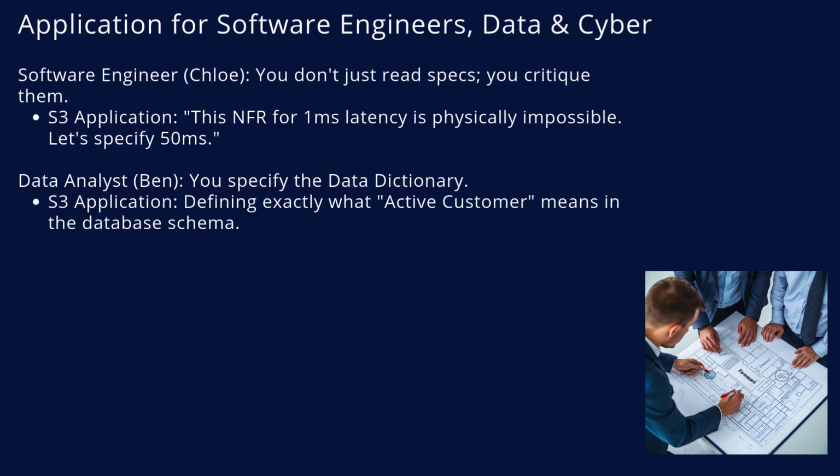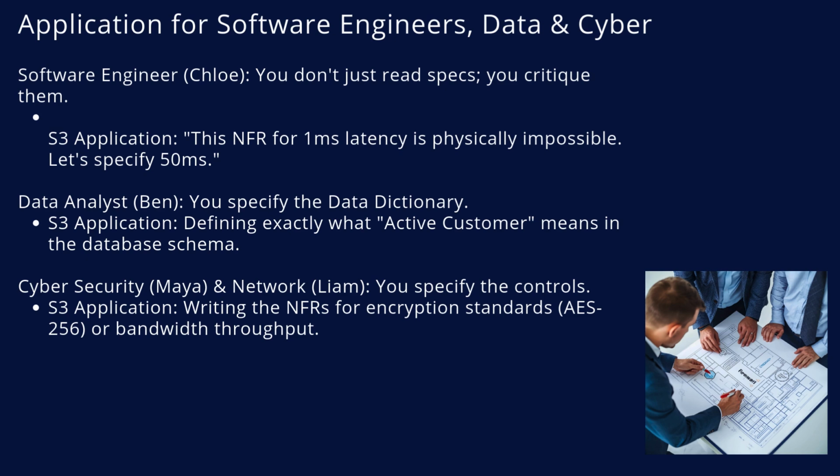Then, in data, you specify the data dictionary. You define exactly what a field like active customer means so that everyone measures it the same way. And for Maya and Liam in security and networks, you specify the controls. You are the ones writing the NFRs that say, all data must be encrypted with AES 256, or the network must support 10 gigabits throughput. You ensure the blueprint is safe and robust before a single brick is laid.